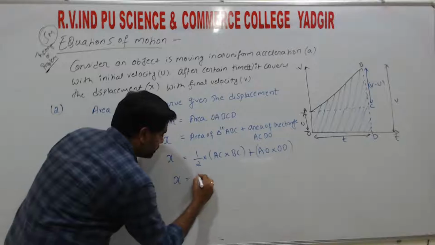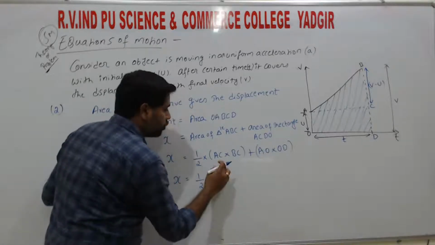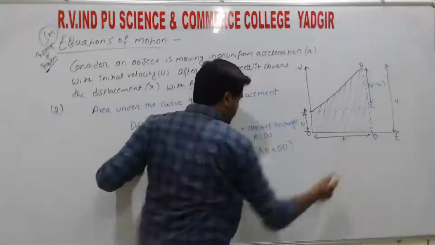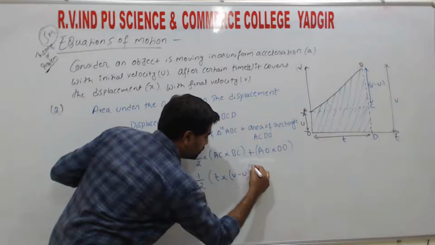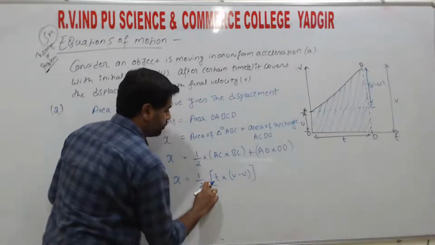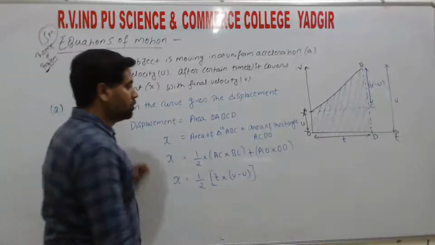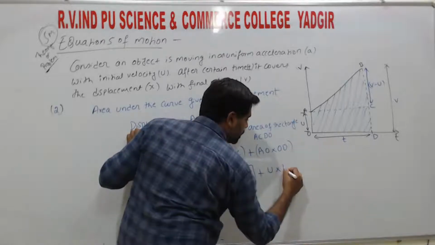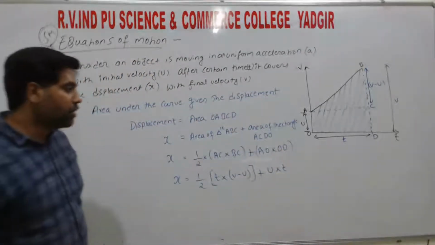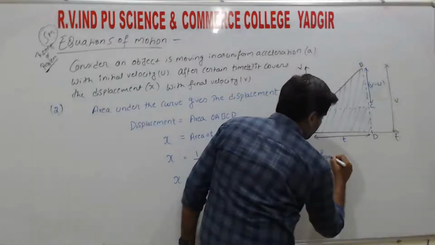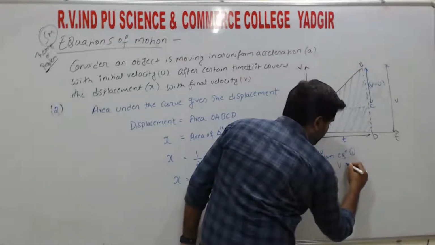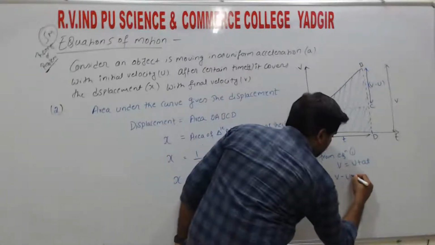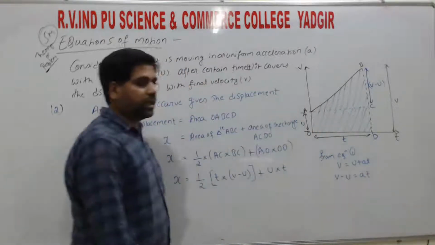So displacement x is equal to 1 by 2. So here AC, that is time t, into BC, which is V minus U. Right? So plus AO, which is U, into OD, which is T. Right? So again from equation 1, that is V is equal to U plus AT, from this we can write V minus U is equal to A into T, right?